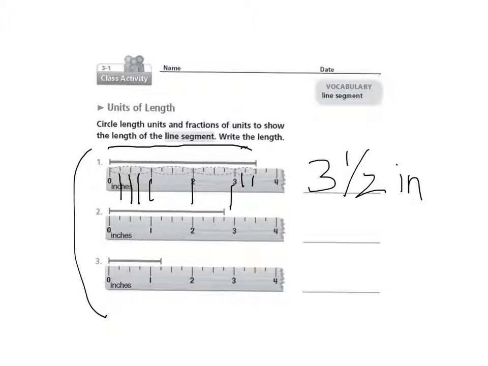I'll do one more here. So I know I'm at 1, 2. And then I look here and it's 1, 2, 3 out of 4, because I'll count this one here, that would be a whole. So 3/4 inches. If the line had been here, it would be 1/4.